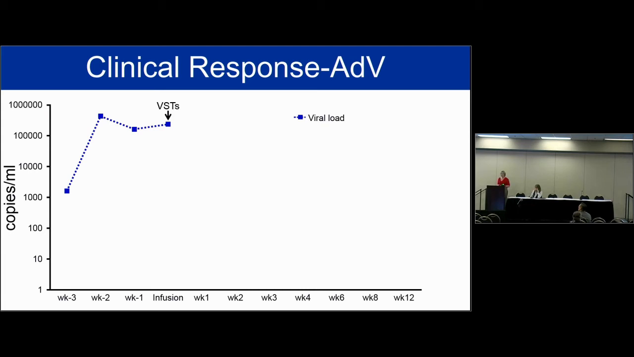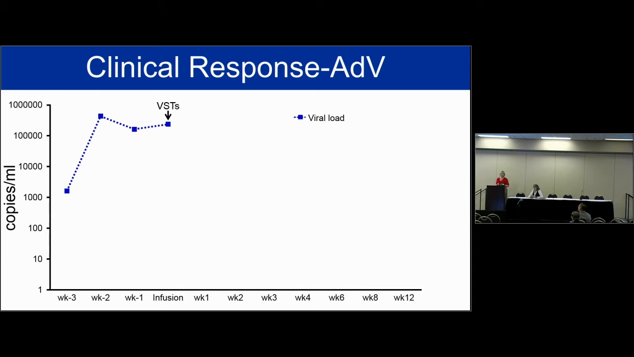Now, do they actually produce clinical benefit? And I'll just run through some examples for the different viruses that we've targeted. Here's a case of a patient who had an adenovirus infection, and we're tracking this adenovirus infection by measuring viral load in this patient's peripheral blood. The dotted line shows this viral load over time in the weeks prior to T-cell therapy. As you can see, there's an exponential increase in the viral load.